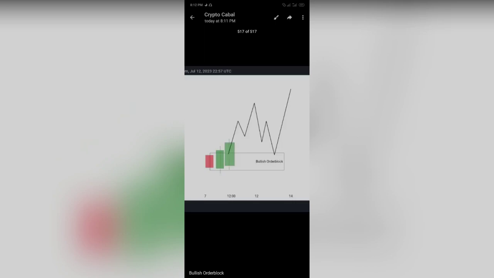Now in the case of an order block being ignored, price won't actually tap into that bullish order block. Price might come very close to it or not even come to that point, and it will continue buying upward. And that is an example of an order block being ignored.